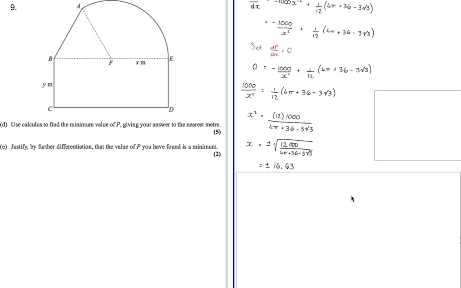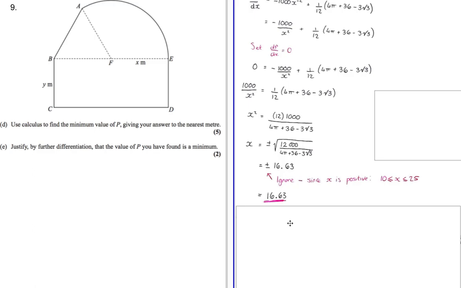16.63. Now, in the question at the very beginning, we were told that x is between 10 and 25. They always tell you this for a reason, and it's normally because you can ignore one of the solutions. So we're going to ignore the negative 16.63. So our final answer for x is 16.63.